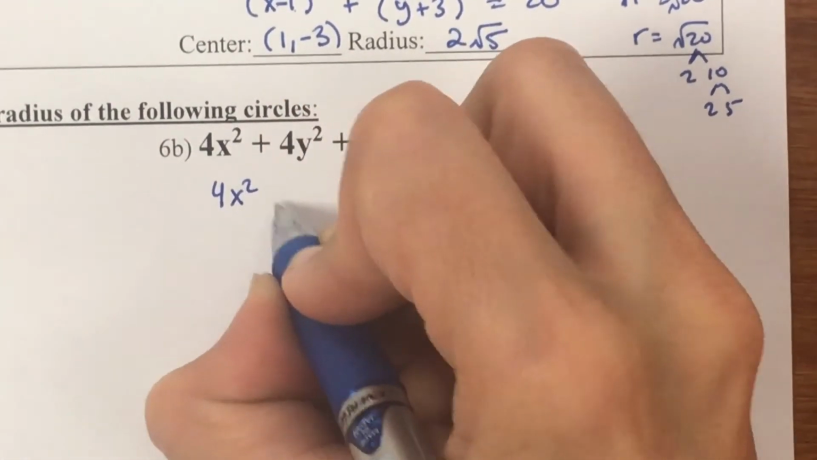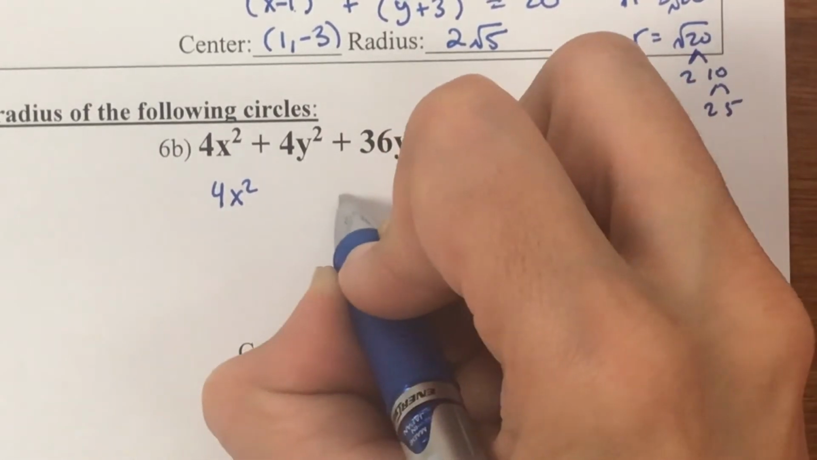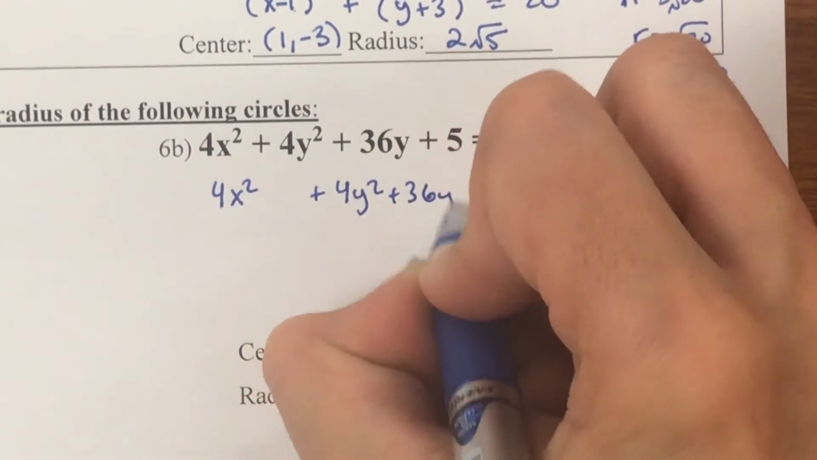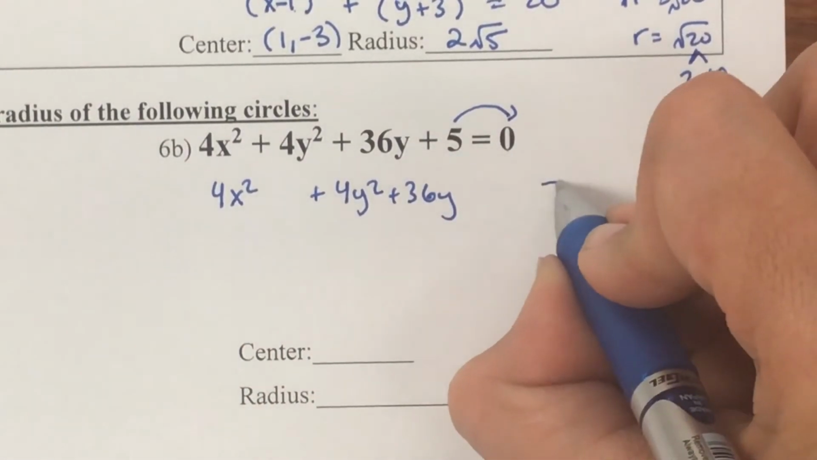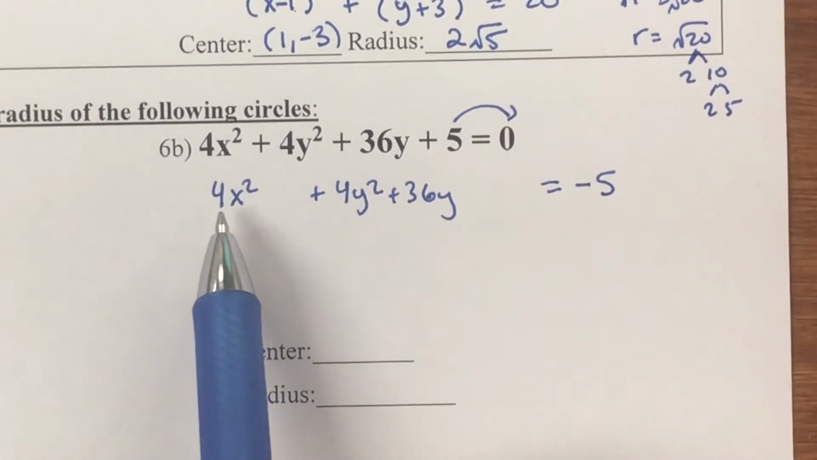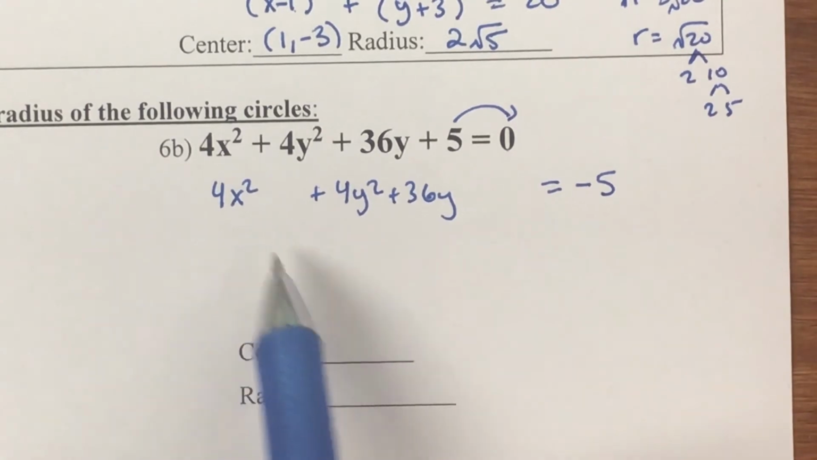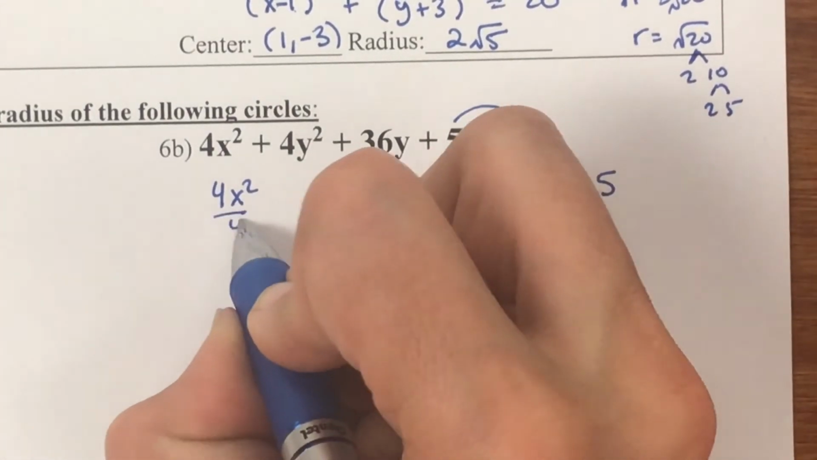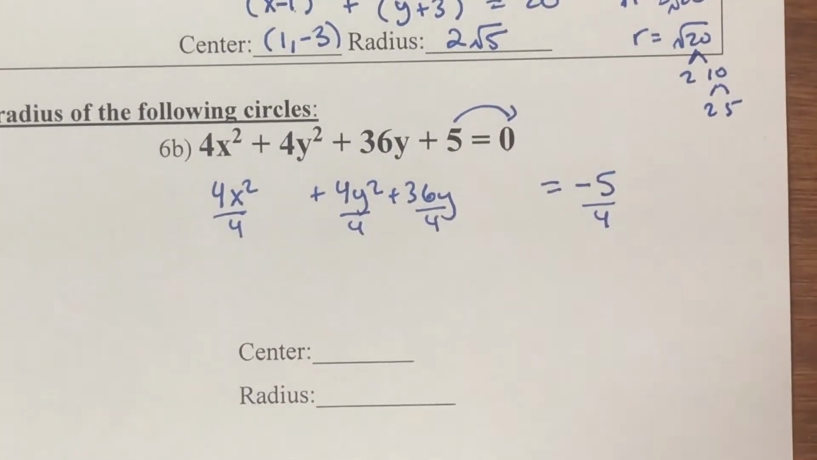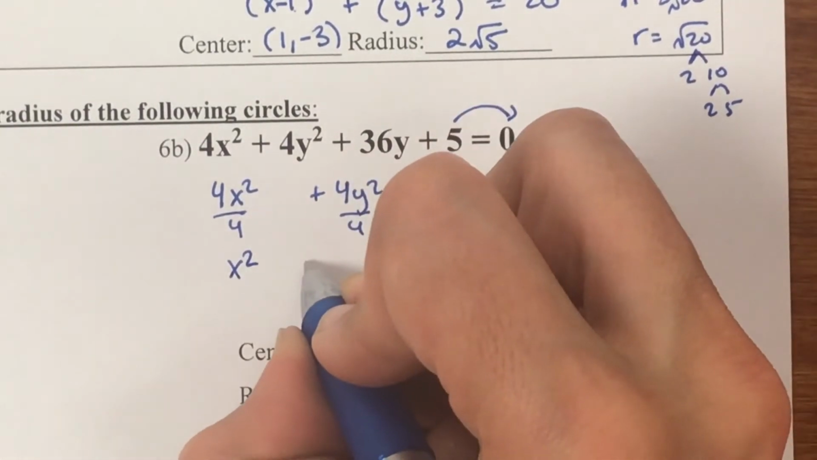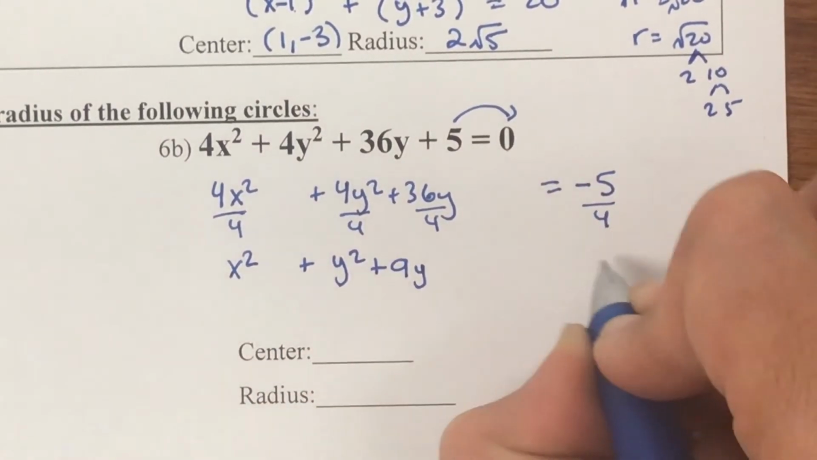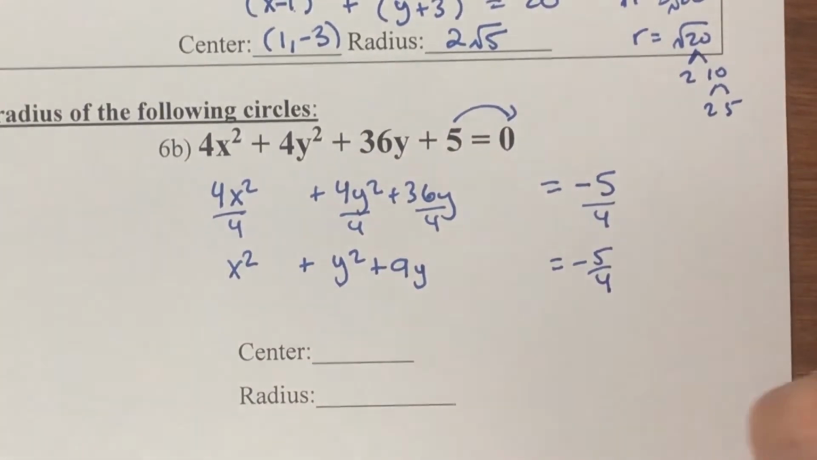So I'll go 4x squared. There are no other x's. Plus 4y squared plus 36y, and then that number all by itself, I'm going to bring it to the other side, becomes a -5. But now I don't want to have a 4 in front of my variables, so I'm going to go ahead and divide everything by 4. So if we divide everything by 4, then I'll have x squared plus y squared plus 9y equals -5/4.